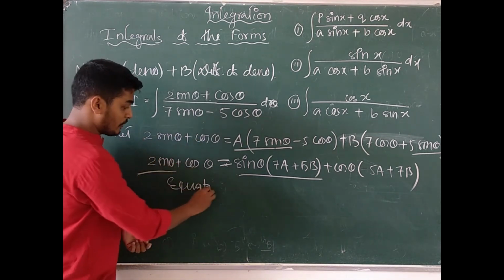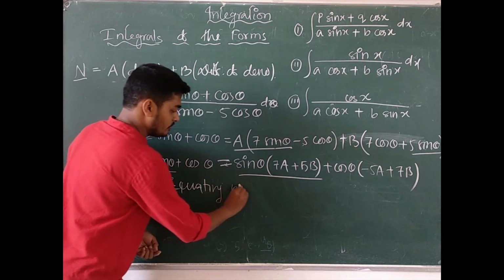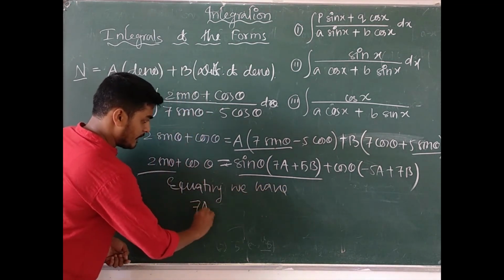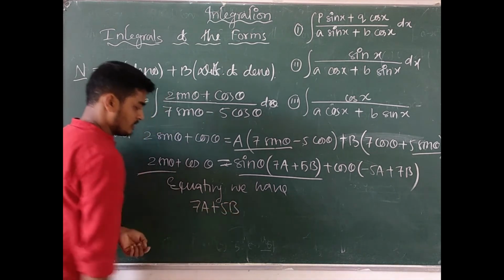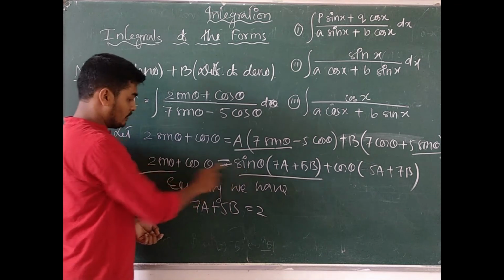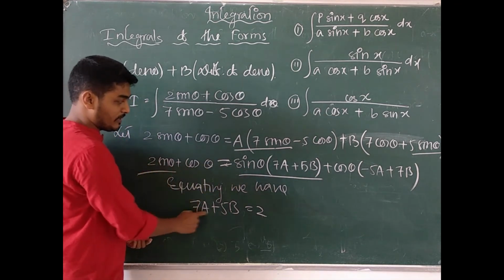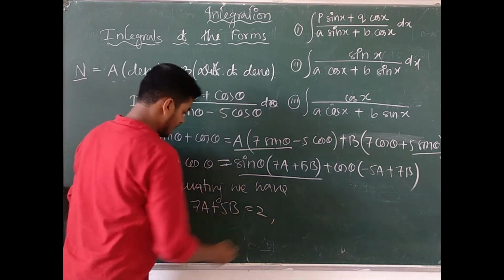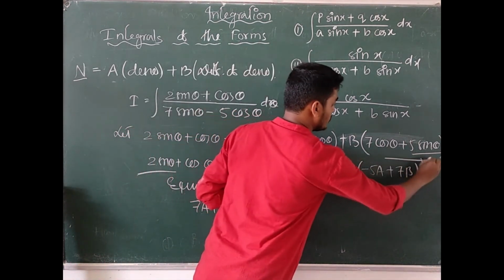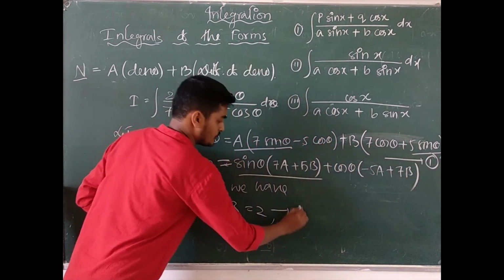So now equating, we have 7a plus 5b. 7a plus 5b is equal to what? 2, because this is the coefficient of sin theta. What is the coefficient of sin theta here? 2. That's why 7a plus 5b is equal to 2. Suppose you mark it as equation number 1, and suppose this one is 2.